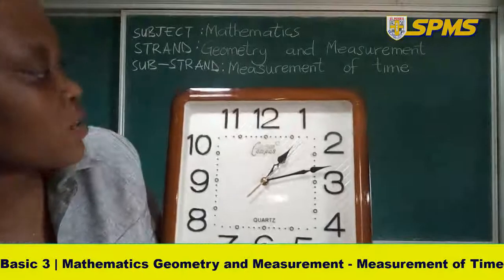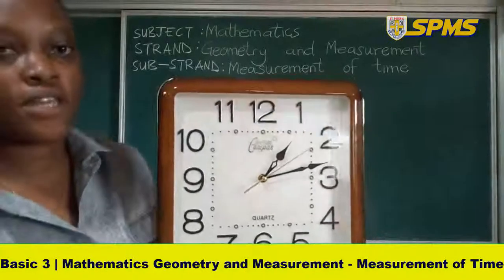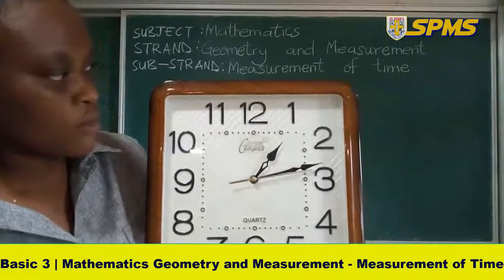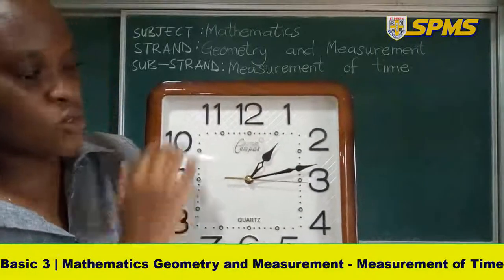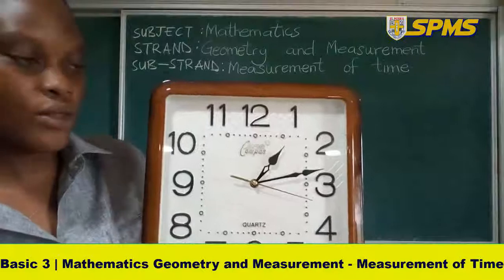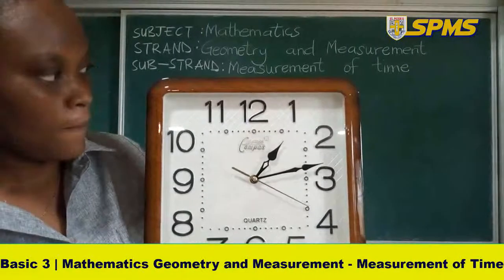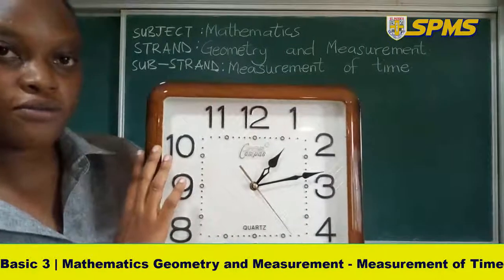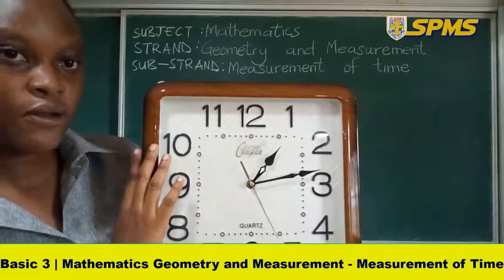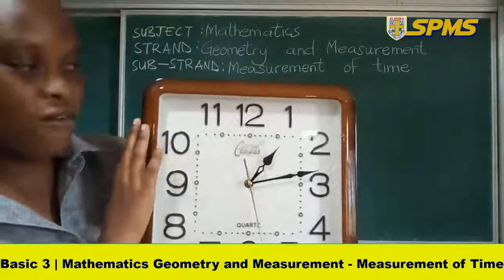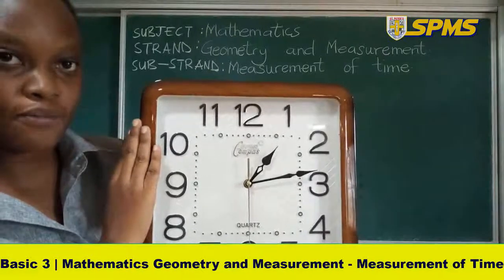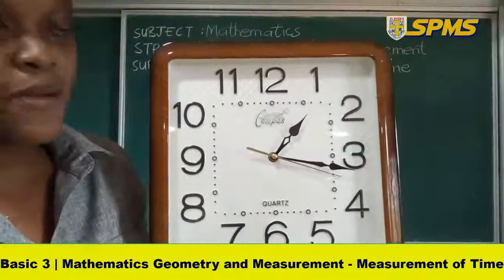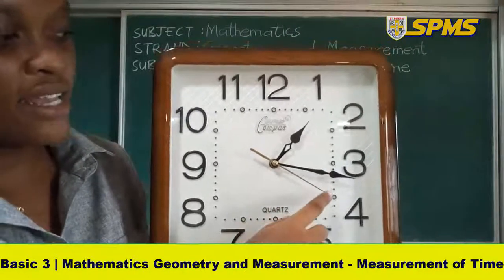Now let's look at the numbers on the analog clock. We have 12 numbers on the clock, from 1 to 12, which gives us a 12-hour clock. Very good. Now let us pay attention to the second hand.